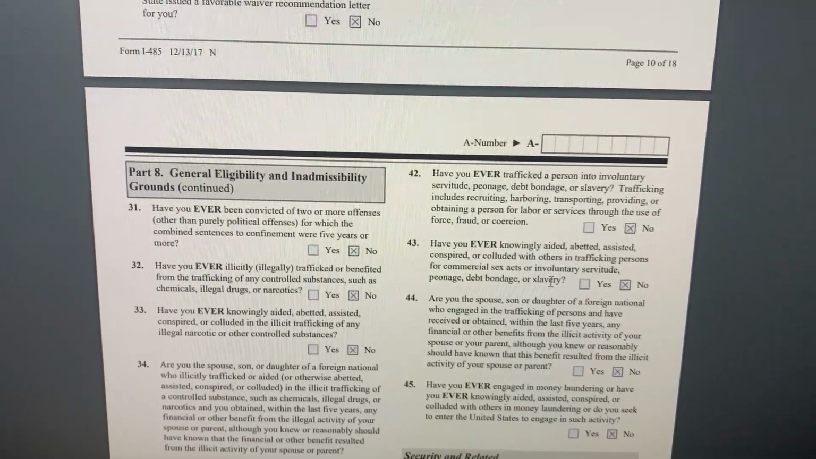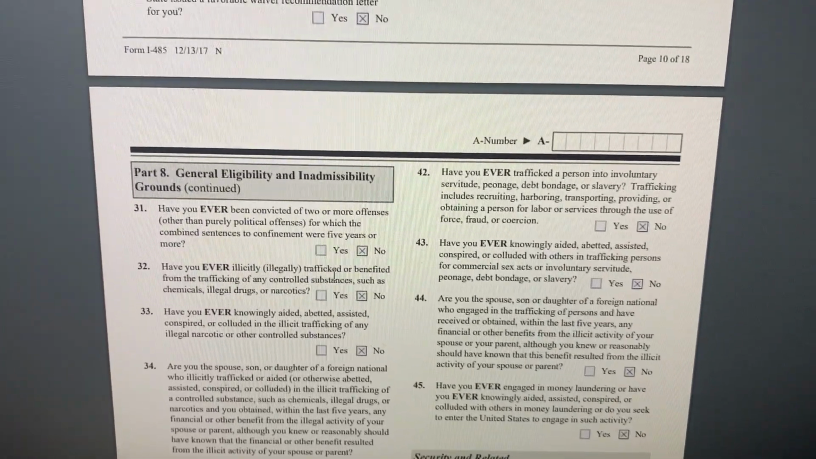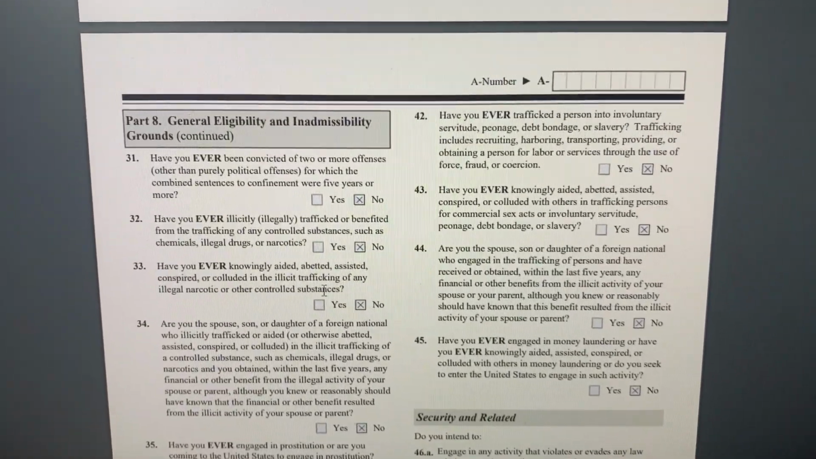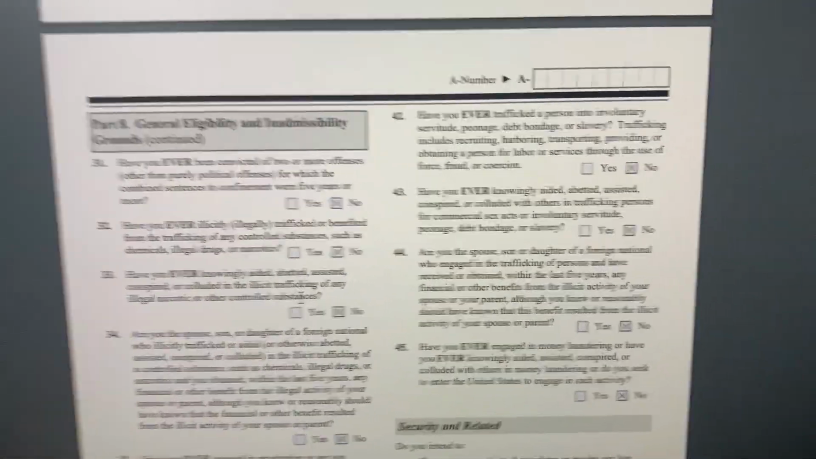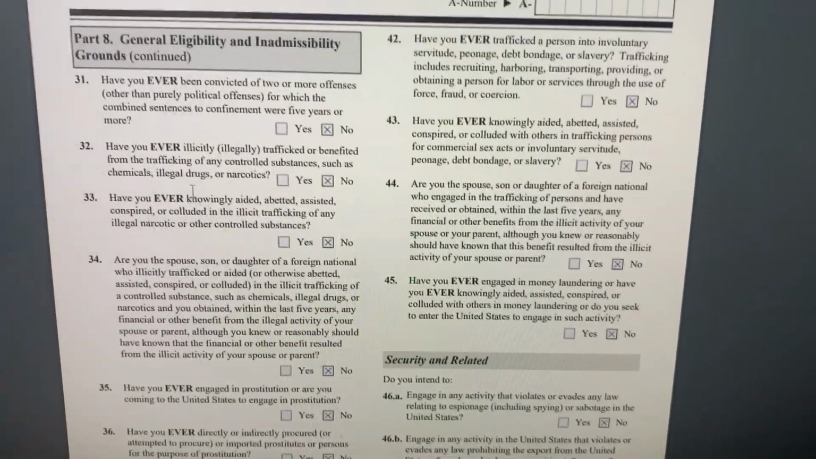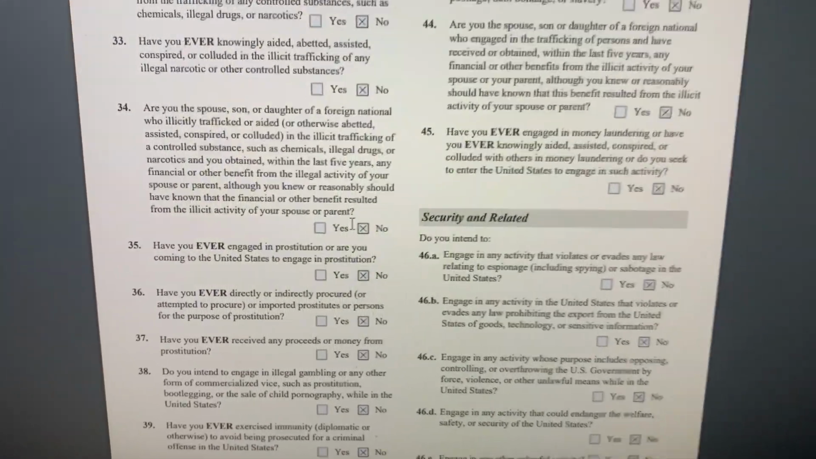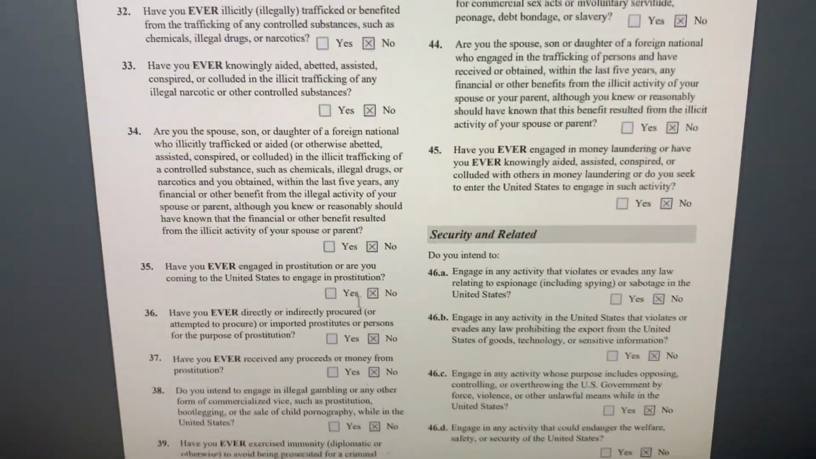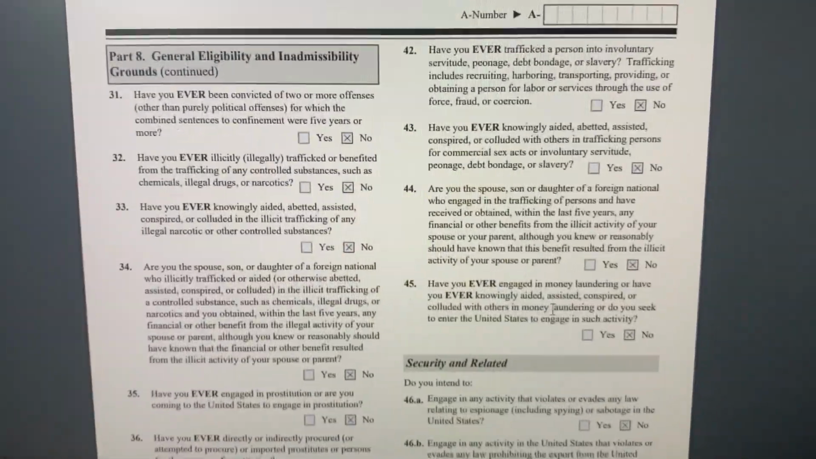See, part 8, page 11. It's the same grounds, but you need to carefully read its questions. What I did is I read them multiple times to really understand them, and I put no. Have you ever been engaged in prostitution? Oh my god, no, of course. Just put no in them.